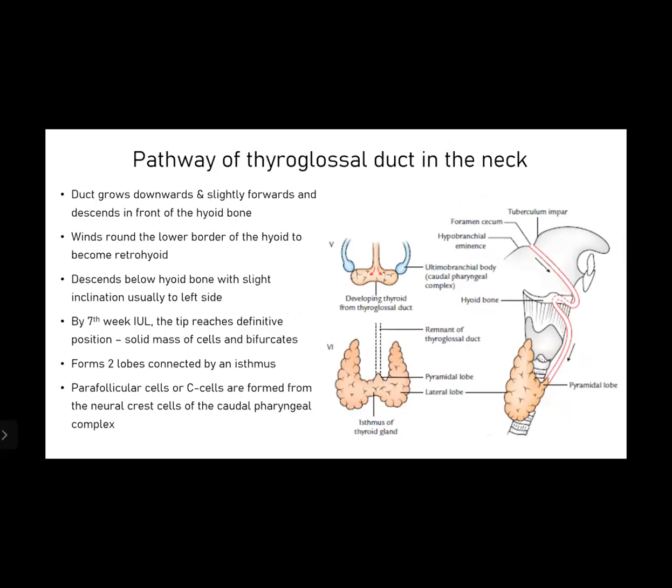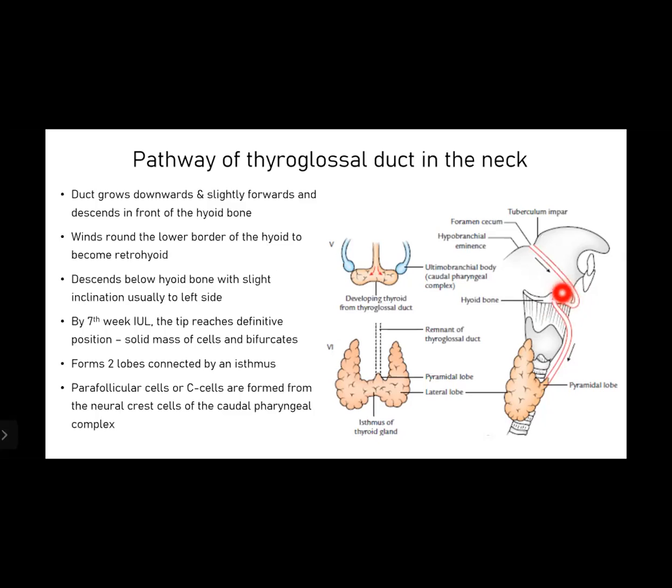So this is again describing the pathway of the thyroglossal duct in the neck. The duct grows downwards and forwards. If you look at this line, you'll be able to see that. From the foramen cecum, the thyroglossal duct grows downwards and slightly forwards and descends up to the level of the hyoid bone. Here it is in front of the hyoid bone, but in this region, it winds around the lower border of the hyoid, and then it attains a retrohyoid position.